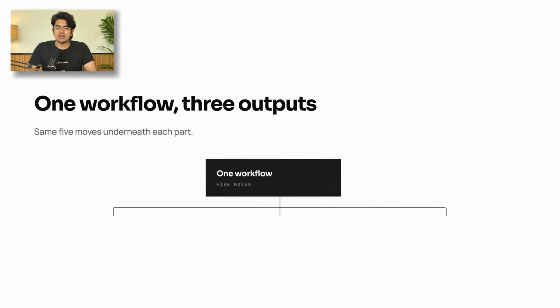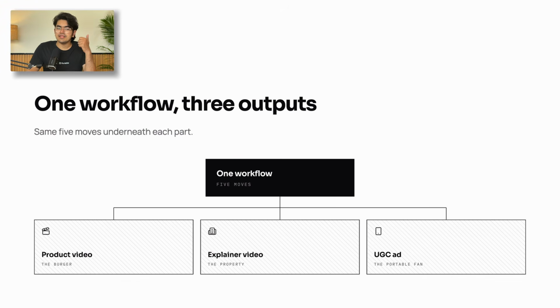Now, this video is divided into 3 parts. In part 1, we'll be making the product video. In part 2, we'll be making the explainer videos. And finally, in part 3, we'll be making the AI UGC videos.